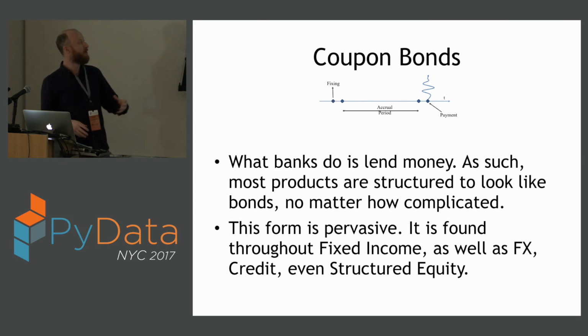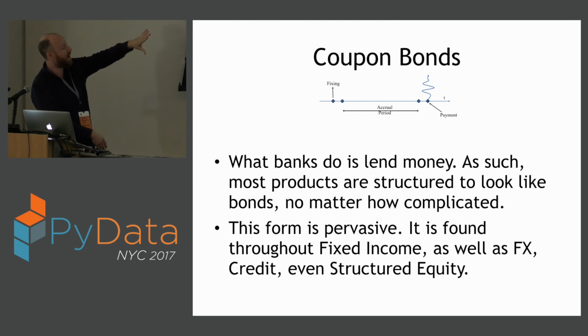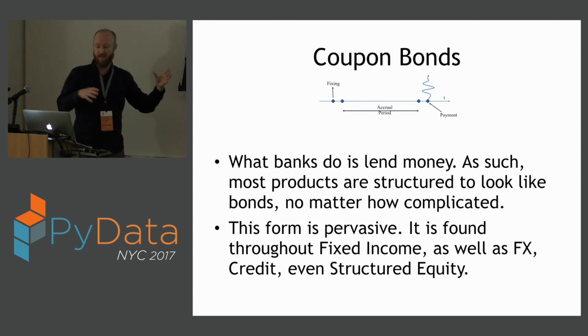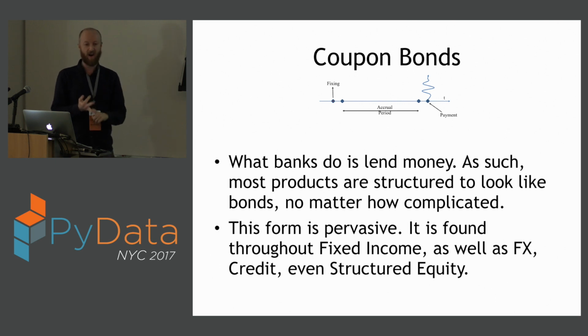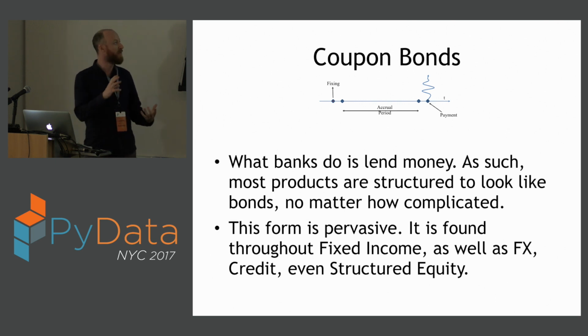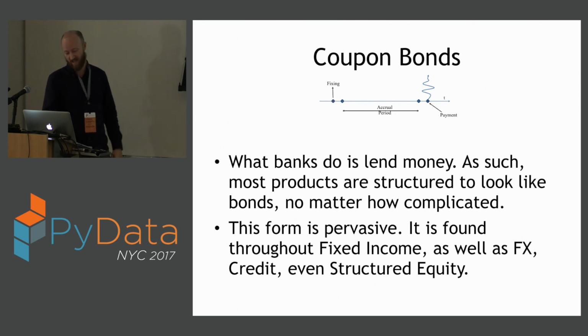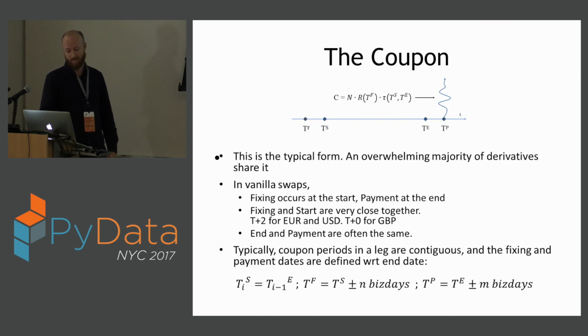So this form that you see here, where you have 2 dates, and then you're accruing interest over this period, and then it gets paid in some coupon, is pervasive. Even if you're not in interest rates, because everything's structured on the back of bonds, the same form shows up in FX, credit, even structured equity. A lot of things are built to look like this, and the options embedded in various loan structures look like that.